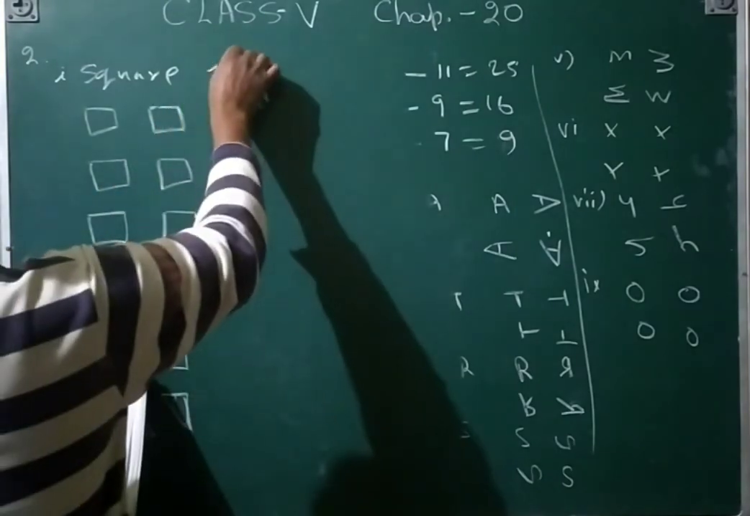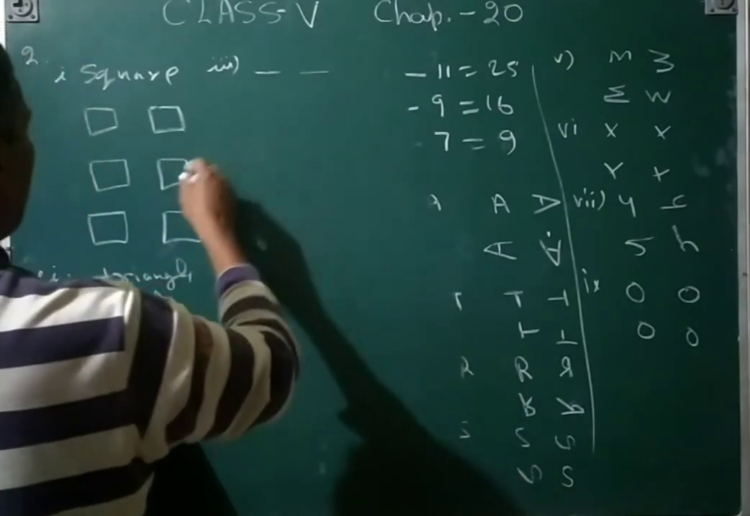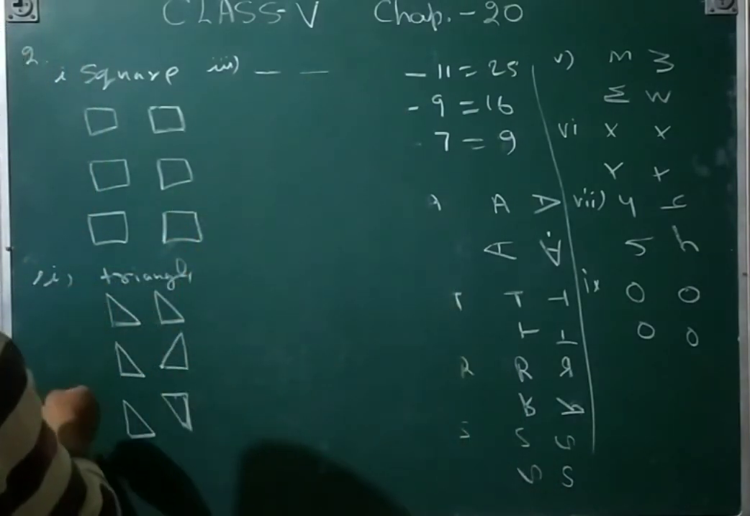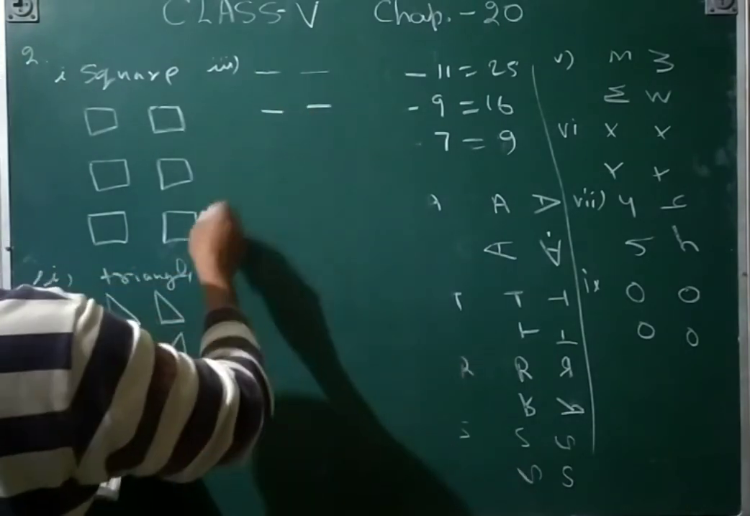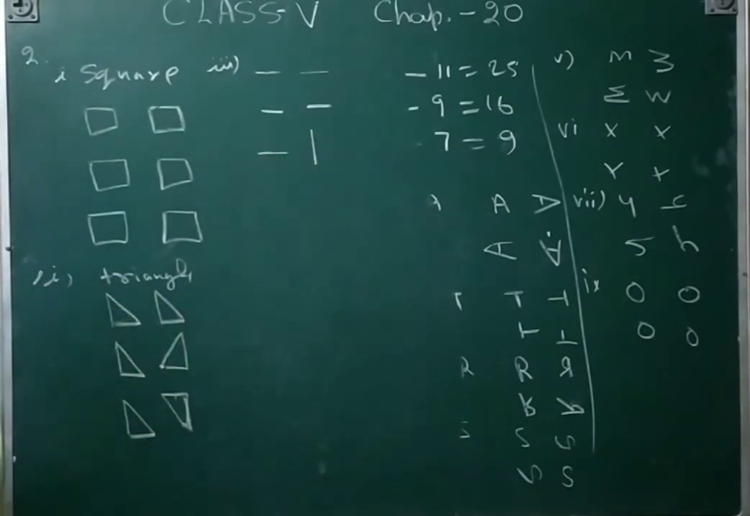Third part. And then line. So a line can't be changed. This is the translation. And then reflection will also be the same. And then rotation will be changed, like this, rotational.